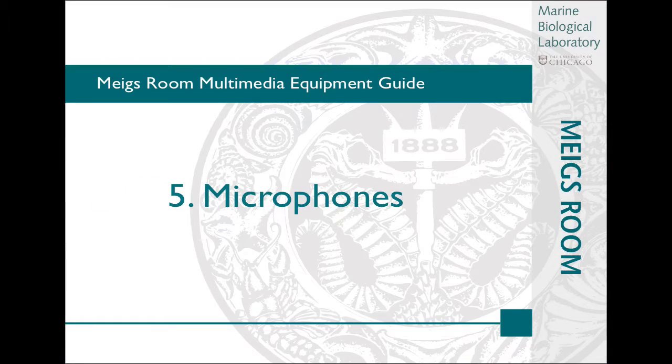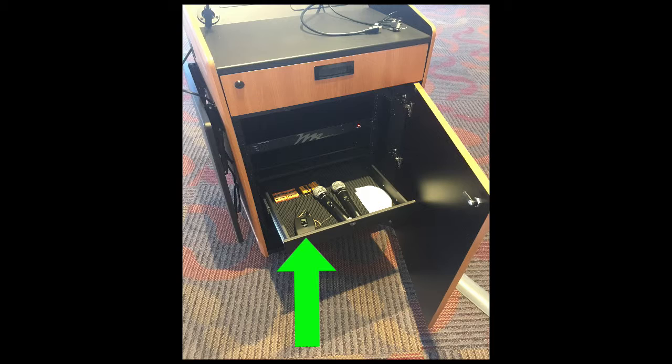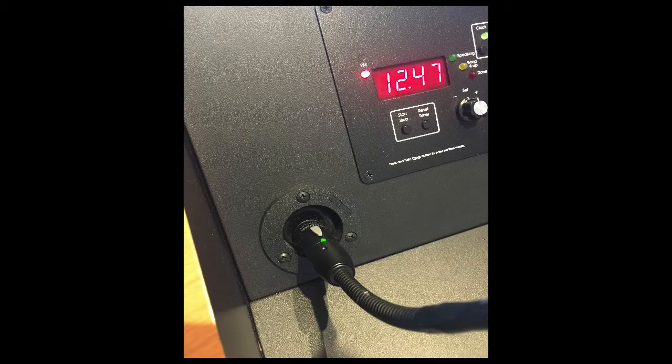Part 5. Microphones. There are 3 microphone options to choose from: the gooseneck mic on the podium, a wireless earset mic, and 2 handheld mics located in the drawer of the podium. To mute the podium mic, press the button at the bottom of the mic. The green light indicates that the mic is on. When muted, the light is off.